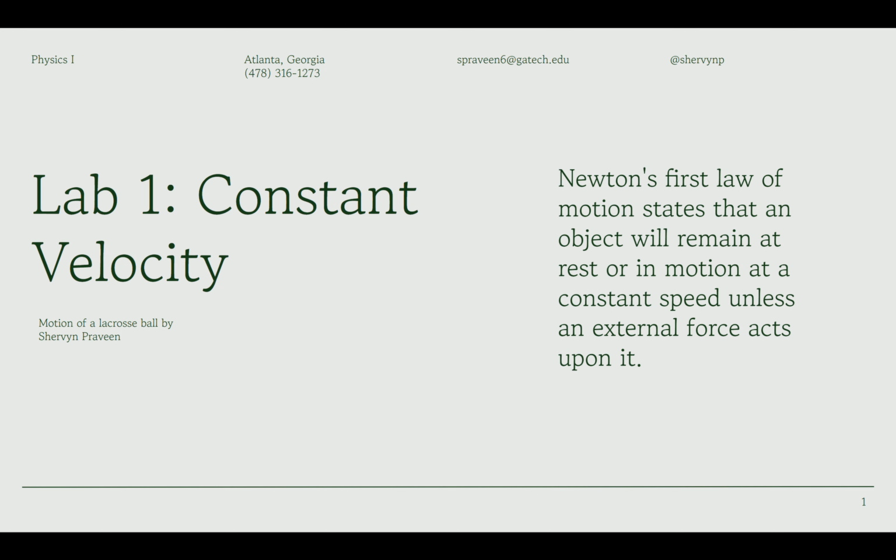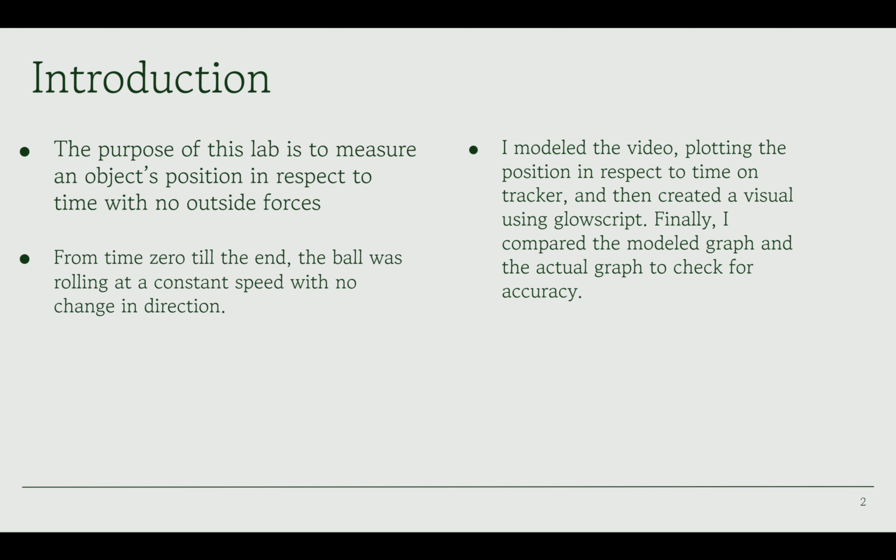Lab 1, Constant Velocity by Shervin Praveen. The purpose of this lab is to measure an object's position in respect to time with no outside forces. From time 0 till the end, the ball was rolling at a constant speed with no change in direction.